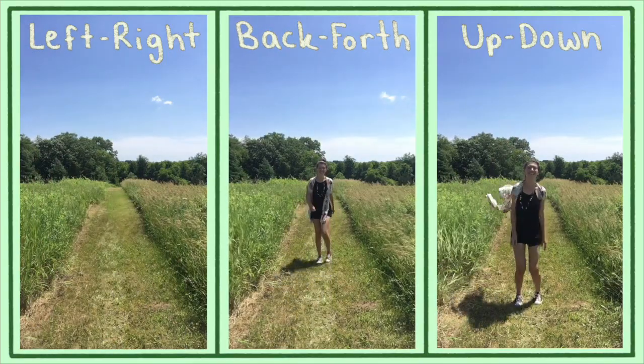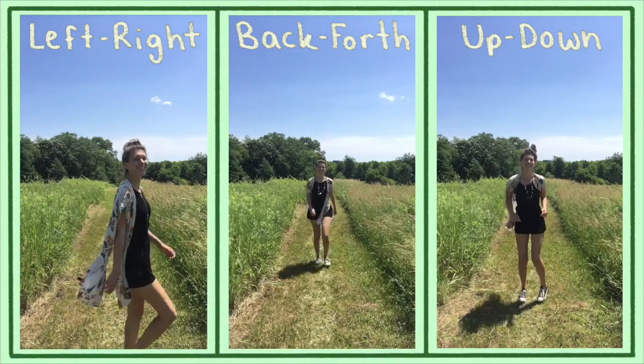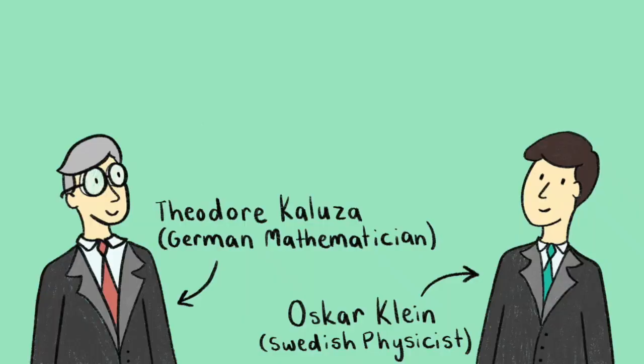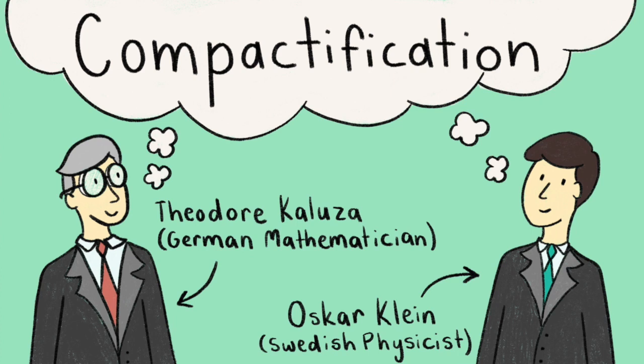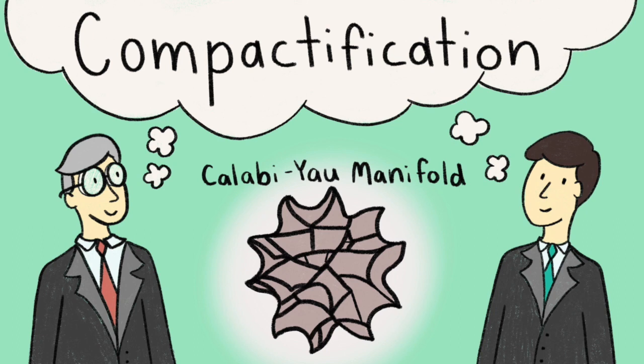The theory also requires a universe with at least 10 dimensions. We only experience 3 dimensions of space and 1 of time, so where are the rest? Theodore Kaluza and Oscar Klein propose compactification. This suggests additional dimensions are curled into tiny Calabi-Yau manifolds that affect the string's movements.